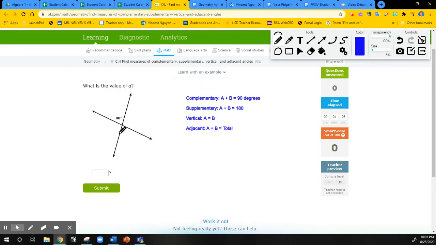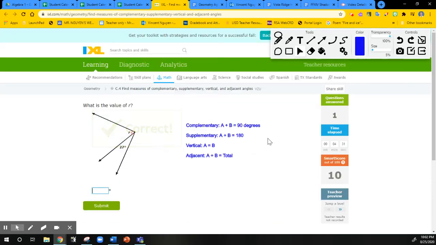Okay, all right, here we're looking for Q, and we're given 80 degrees here. Well, if you notice, these two angles are opposite of each other. By definition, they are vertical angles. So vertical angles have a congruent relationship. So we're going to set them equal, which means angle Q is going to be 80 degrees as well. So submit. That one's easy.